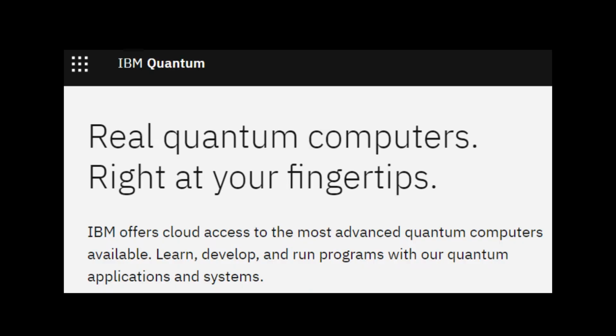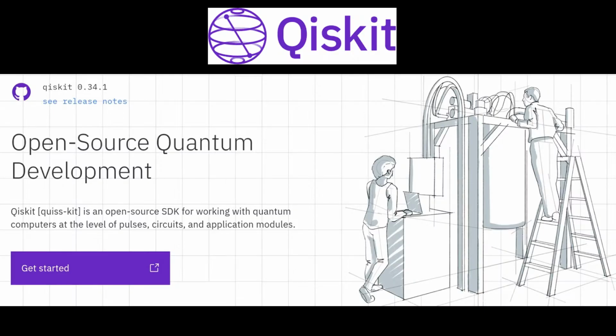In this project, I'm using IBM's quantum computer with an open source SDK named Qiskit. As you can see, I'm connecting a real quantum computer to my laptop via the internet, and after that, connecting my laptop to the Arduino that controls a simple robot.